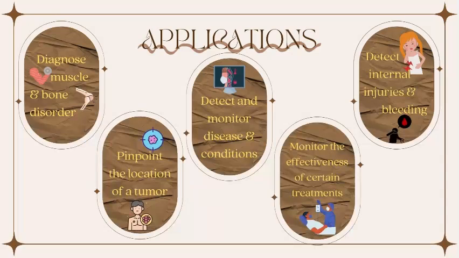What are the uses of the CT scan machine? Firstly, this machine helps to diagnose muscle and bone disorders. It pinpoints the location of a tumor in the patient's body, and it also detects and monitors diseases and their conditions. Besides that, the CT scan machine monitors the effectiveness of certain treatments, and it detects any internal injuries and bleeding.